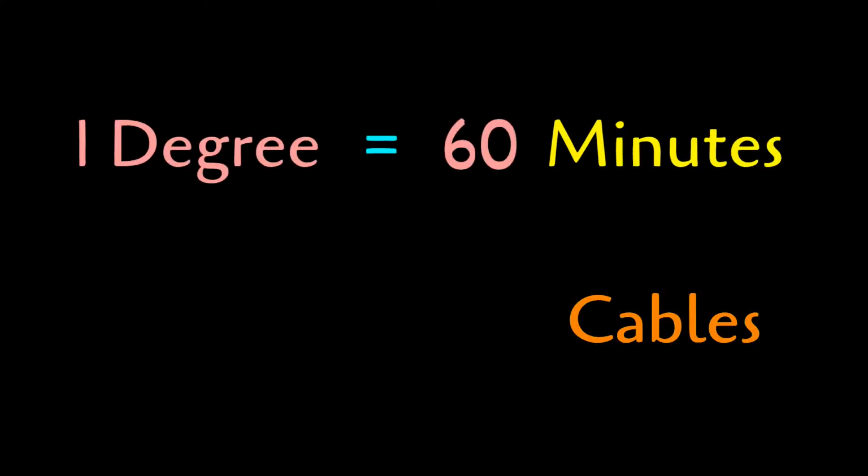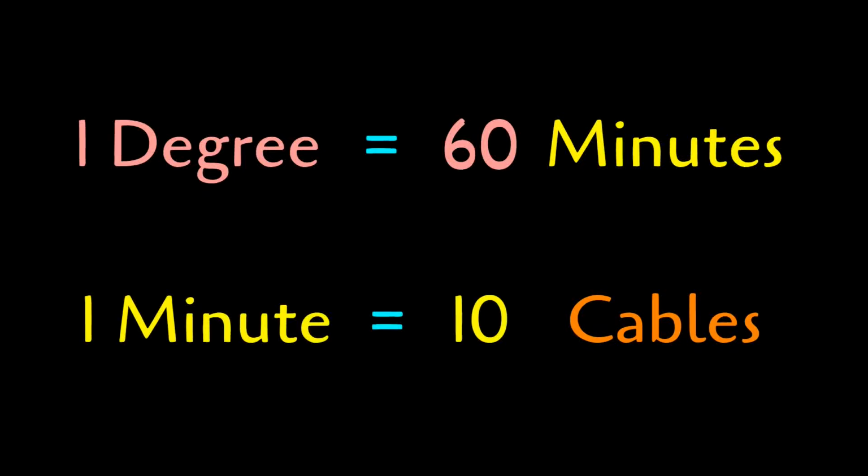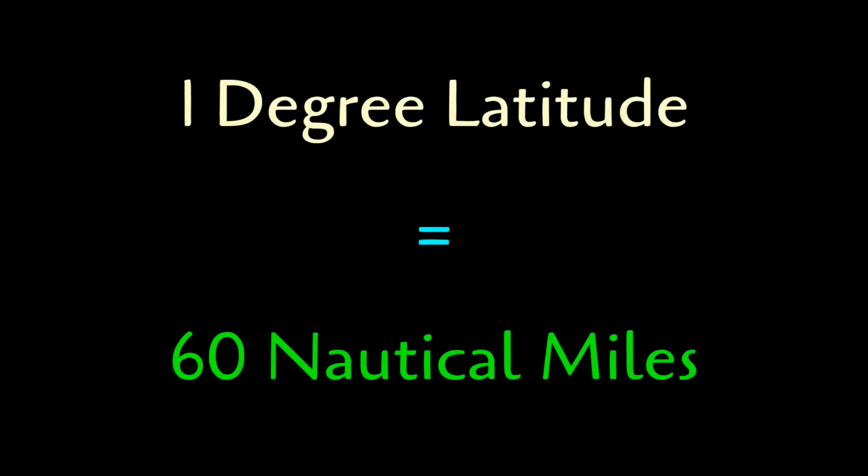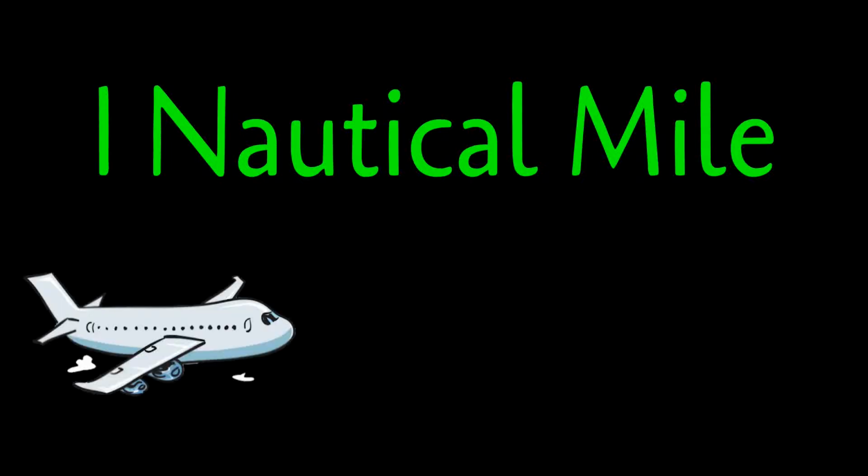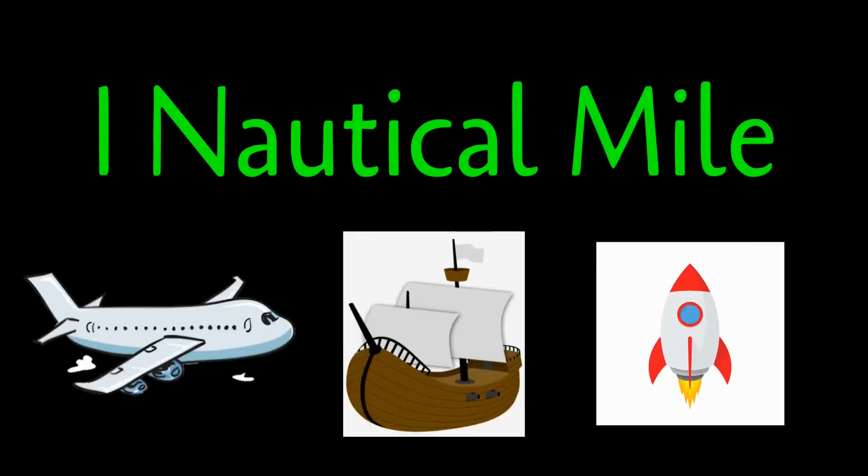Now back to minutes and cables. Minutes and cables are basically smaller units of degrees. 1 degree is equal to 60 minutes, and 1 minute is equal to 10 cables. 1 degree of latitude is equal to 60 nautical miles. 1 nautical mile is a unit of length used to specify distance for air, marine, and space navigation.